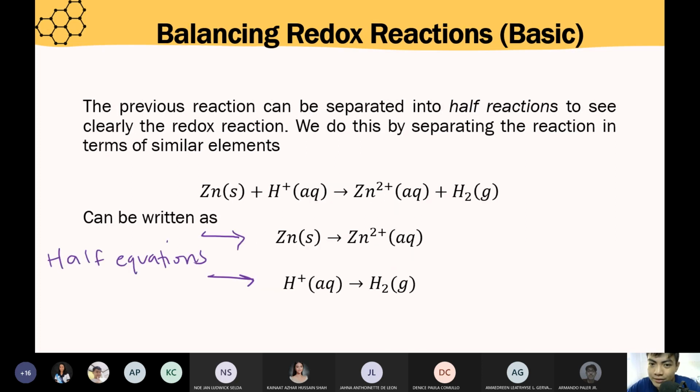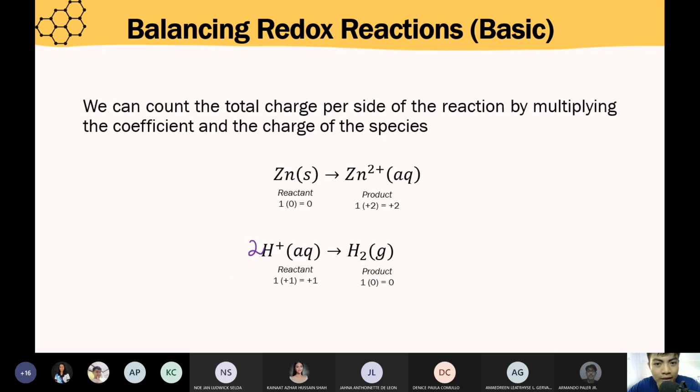So, again, first step, split the equation into 2. And then, pag na-split mo na siya into 2 half equations, you balance the atoms. Okay? Doon ka lang magbabalance ng atoms. So, zinc, isa dito, isa doon. Balance na yan. Hydrogen, dalawa dito. Isa doon. So, naglagay ako ng 2 na coefficient. Pagka-balance mo ng atoms, charge naman sunod. Okay? So, una, split. Pangalawa, balance atoms. Susunod, charges. Okay? So, pagka-balance mo ng atoms, proceed ka na sa next one, charges.